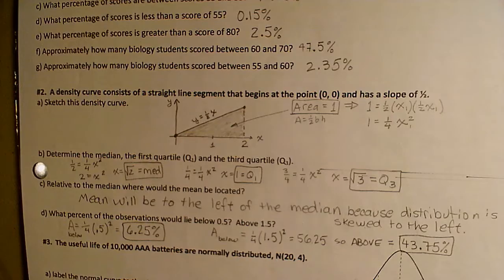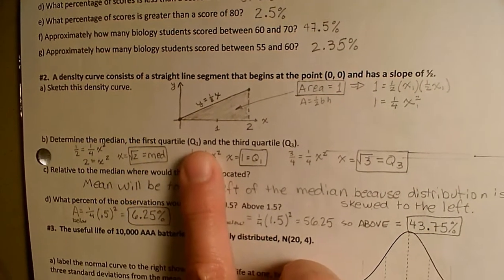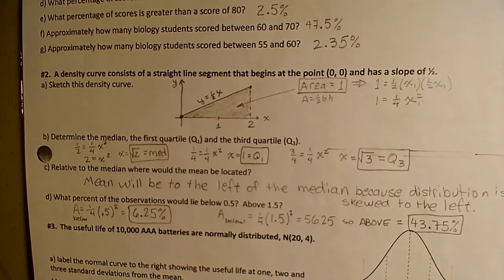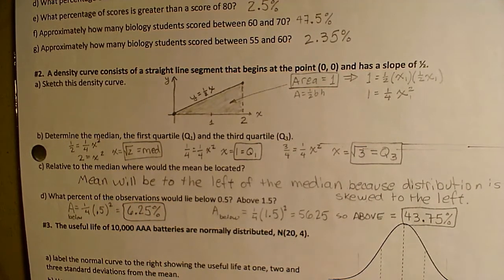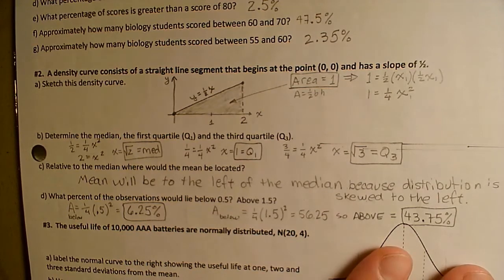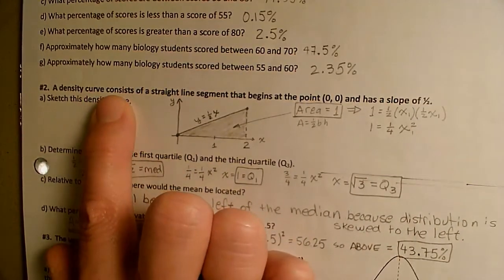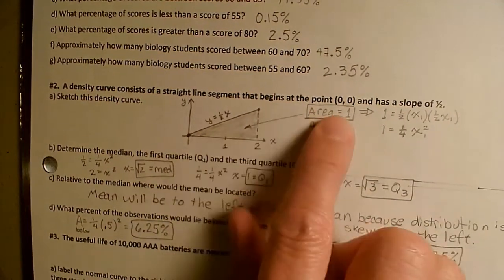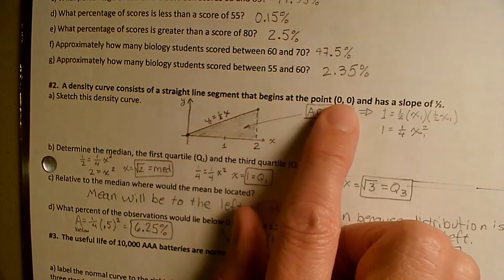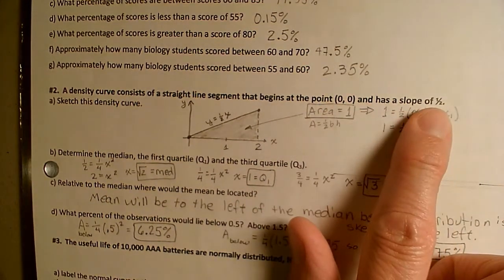Let me switch my camera here. All right, so in particular, every year I know kids have problems with number 2 on the homework. And so I just thought we'd talk through that here before I go on to the notes for today. So on number 2, it says a density curve. We know a density curve has area of 1 underneath it. So the area under this curve is 1. It also describes the curve as going through the point 0, 0 and having a slope of 1/2.